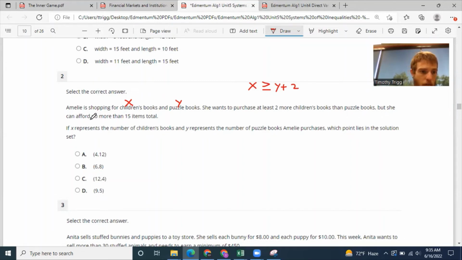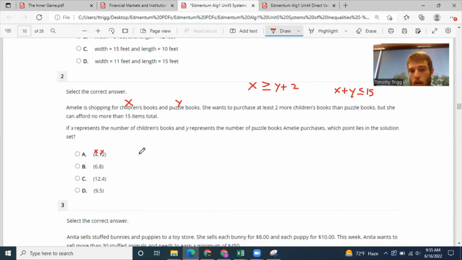But she can afford no more than 15 items total. So the other inequality is that X plus Y, the number of books she's buying, needs to be less than or equal to 15 because she can only afford 15 items or fewer, right? If X represents the number of children's books and Y represents the number of puzzle books. So again, just like the previous example, you're going to be using these coordinates X and Y to see if it works for both inequalities.